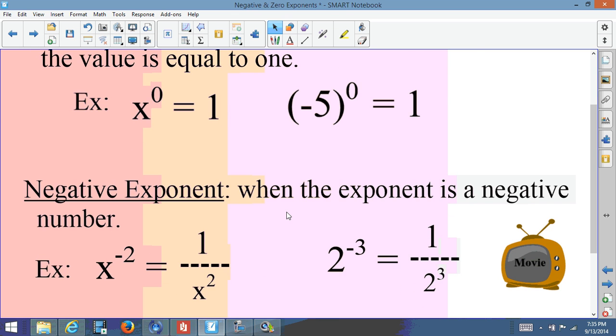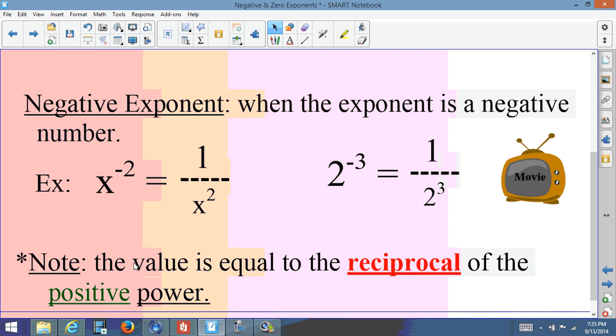Negative exponent is our next vocabulary word, and that's when the exponent is a negative number. So the exponent this time, the little number on the top, is going to be a negative number. Like here we have x raised to the negative 2. And I want you to note first that the value is equal to the reciprocal of the positive power.